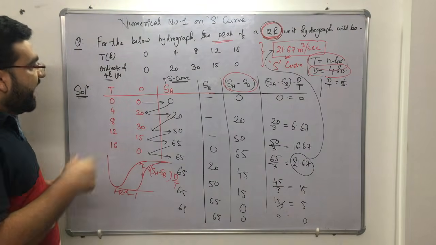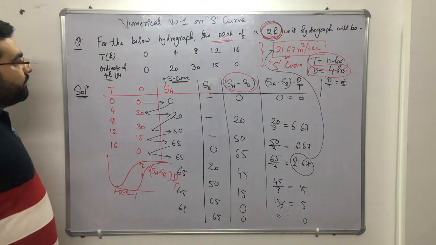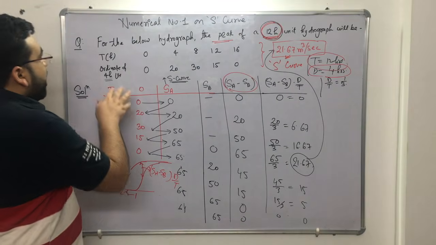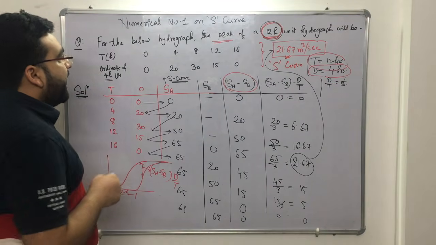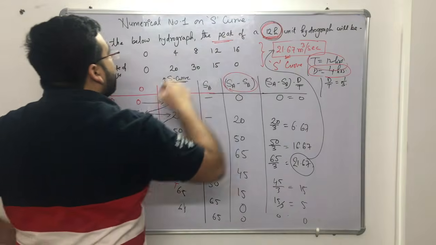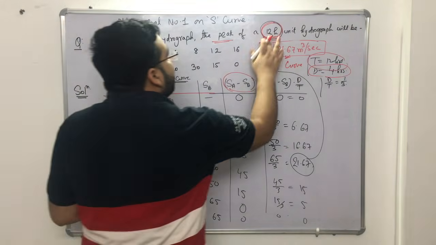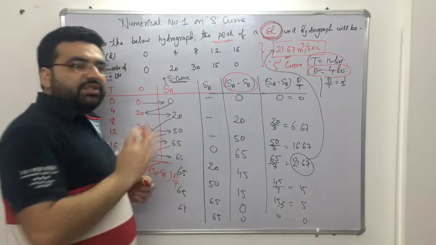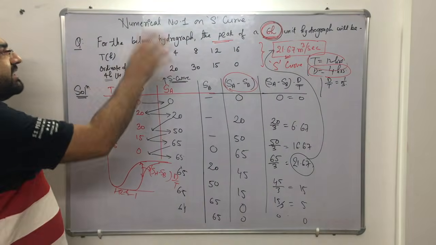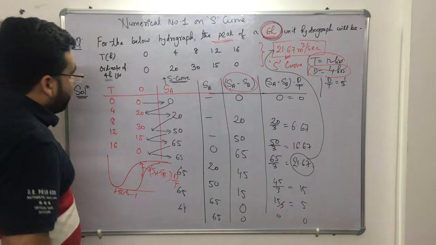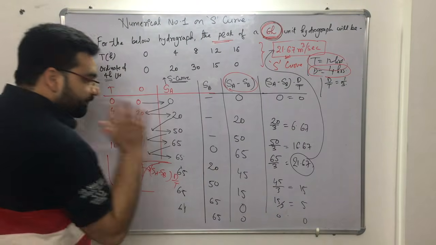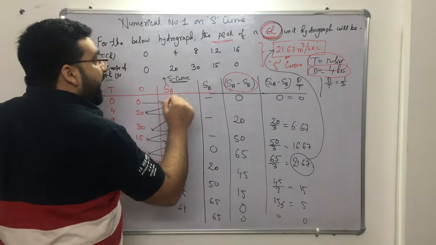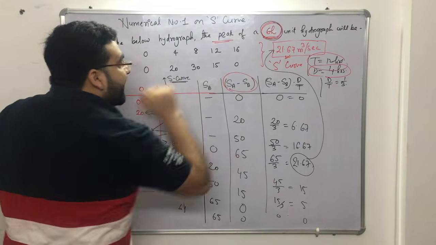Clear? Now sometimes the question can be like this. You are given a 4-hour unit hydrograph, and instead of the 12-hour unit hydrograph, you are supposed to determine a 6-hour unit hydrograph. Let us say, for example, I am just taking an example, that you have to determine a 6-hour unit hydrograph. So the first step would be similar. But in the second step, you have to lag it by 6 hours.